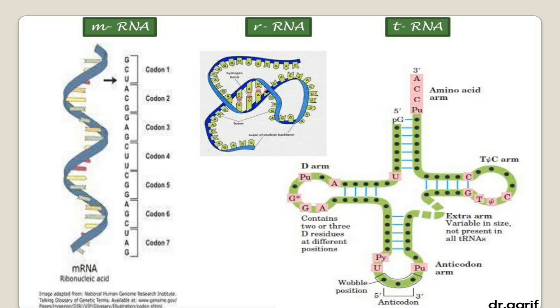Messenger RNA carries the information from DNA for the synthesis of new protein, and that step is known as transcription, formation of messenger RNA from DNA. And then messenger RNA starts to arrange the amino acids with the help of rRNA and tRNA to form the new protein molecules, and that step is known as translation.